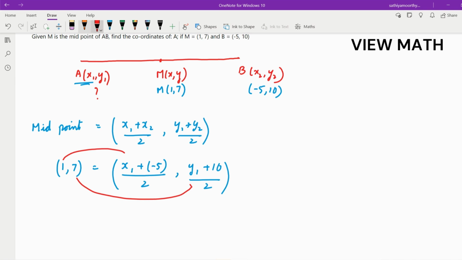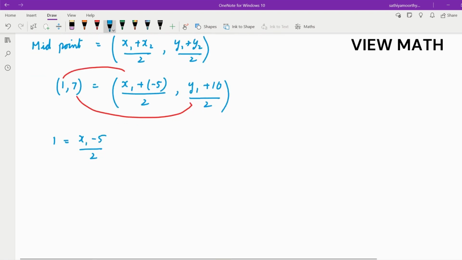Now I'm going to equate the x coordinate to x and the y coordinate to y to find x1 and y1. If I equate, I get 1 is equal to (x1 minus 5)/2. So 2 I'm going to bring to the other side: 2 is equal to x1 minus 5. If I bring the minus 5 to the other side, it becomes 2 plus 5 is equal to x1. Therefore, x1 is equal to 7.